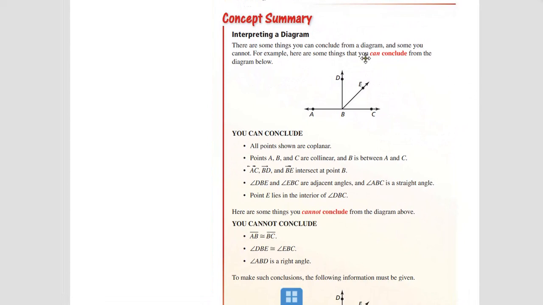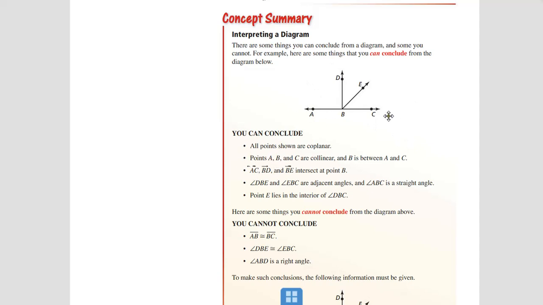Okay. So this is important. Let's go over this. Concept summary, interpreting a diagram. There are some things you can conclude from a diagram and some things you cannot. For example, here are some things you can conclude, that means know that are true from this diagram. All the points are coplanar. We assume when they're drawing, unless they've done something to make things look crazy 3D, that it's all on the same plane. That's always true.